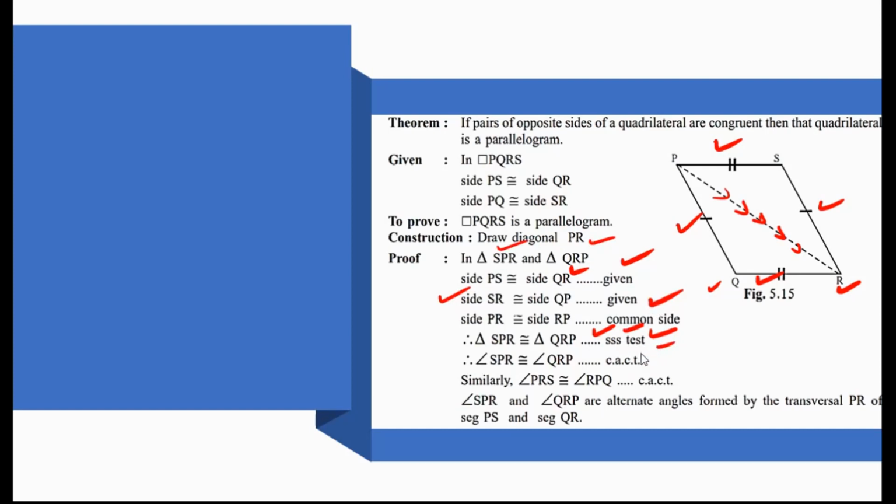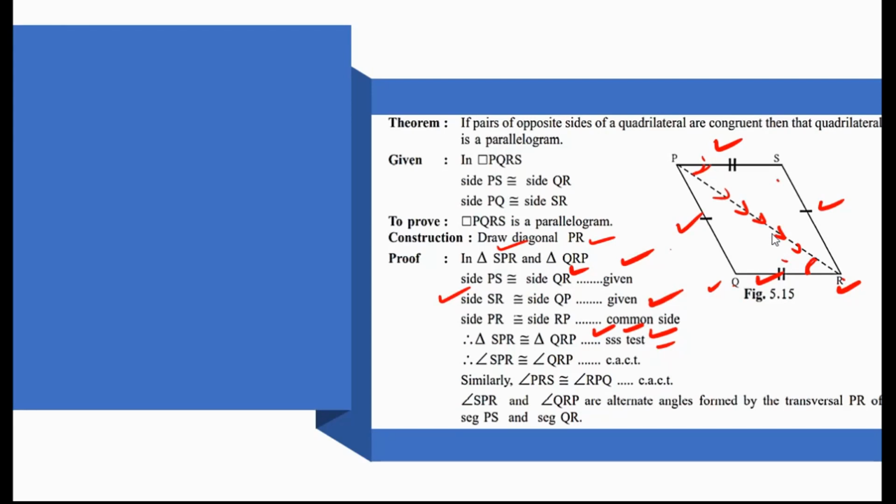Once they are congruent, we can say this angle, for example, this angle, it need not be this one only, is congruent to this angle. Why? Because angle SPR and the corresponding angle QRP will be congruent, as the triangles are congruent.